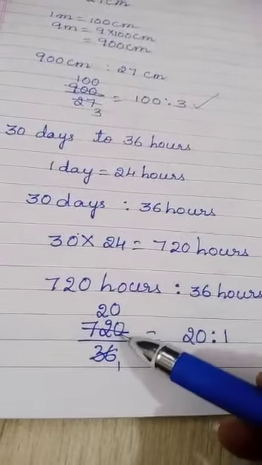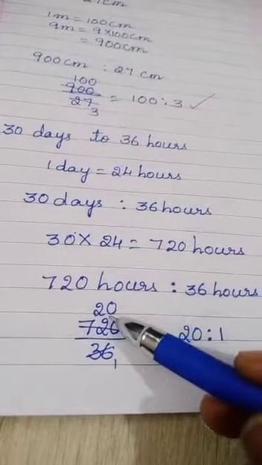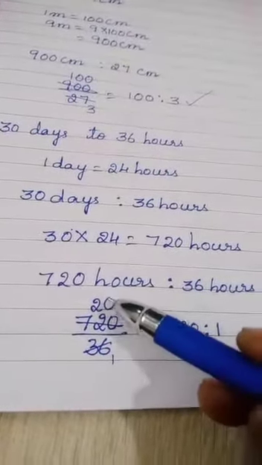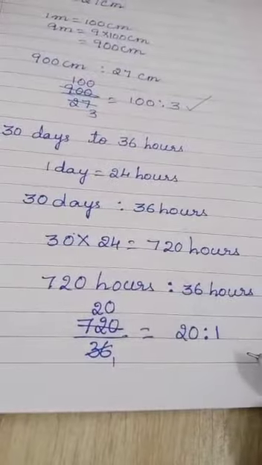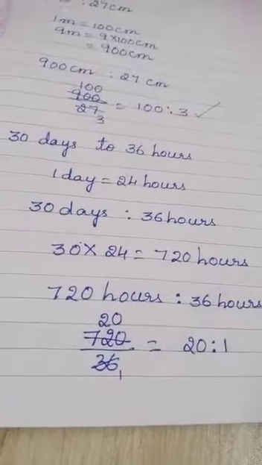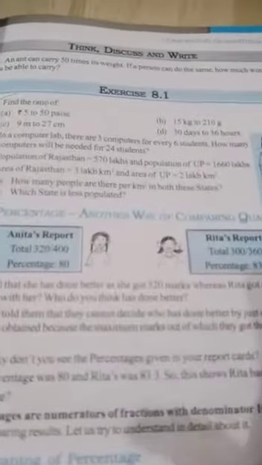That is here, 0 is there. So we have to put 0 here. That is 36. 20s are 720. So the answer is 20 is to 1. Here we will see the next one.